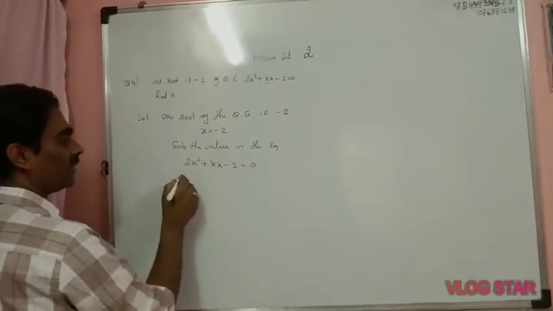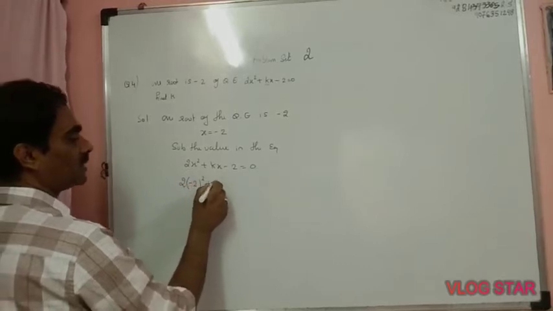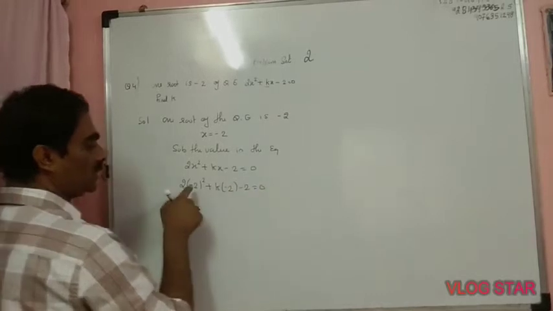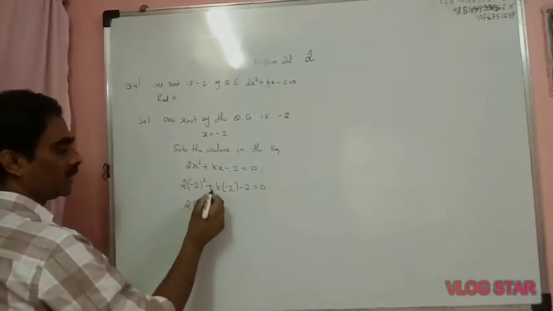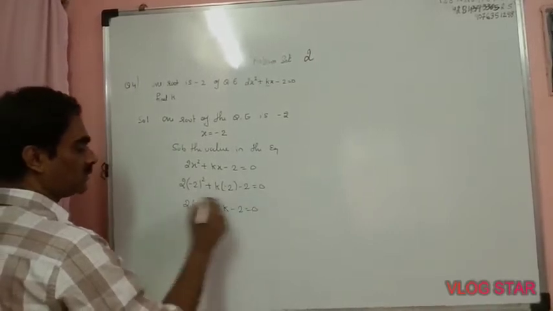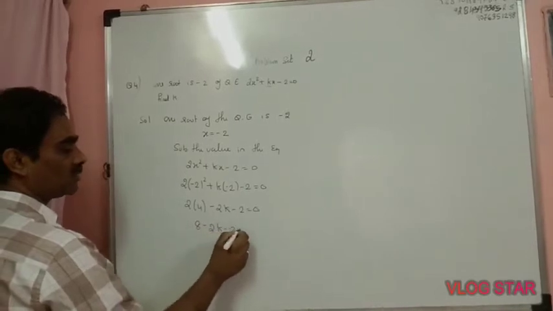In this we have to put what value? What is the value of x? Minus 2. So (minus 2) square plus k times x, the value of x is minus 2, minus 2 is equal to 0. The square of a minus will be plus. So here it will be 4 plus minus 2 into k, that is 2k, minus 2 is equal to 0. 4 2s are 8, minus 2k minus 2 is equal to 0.